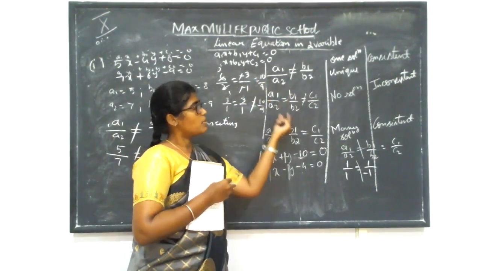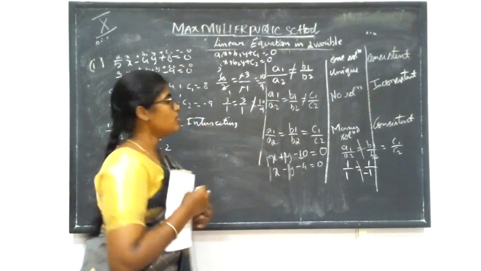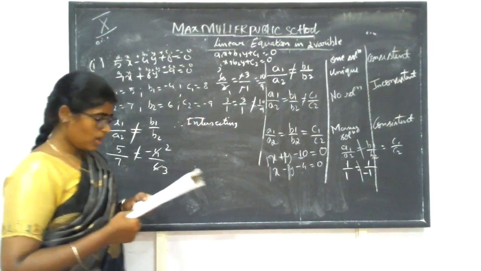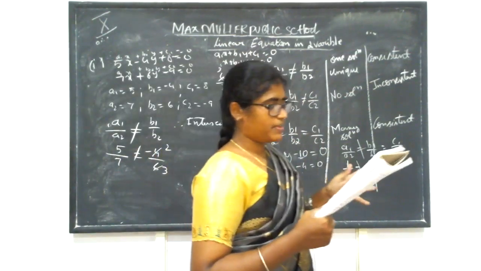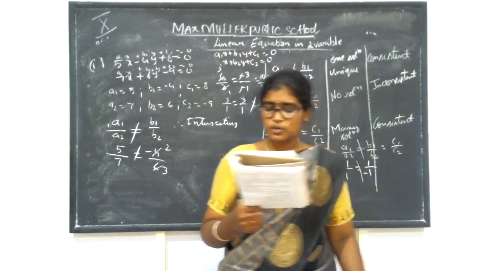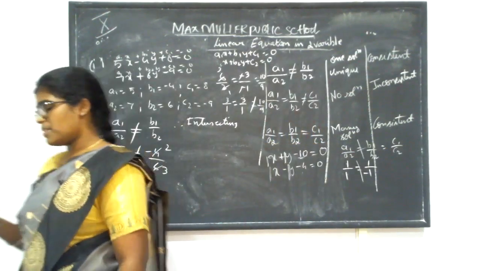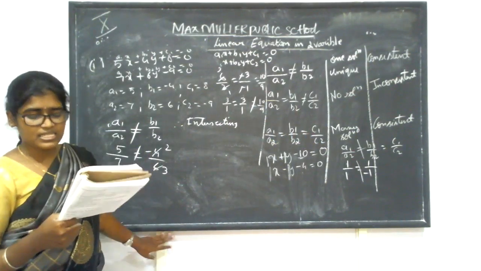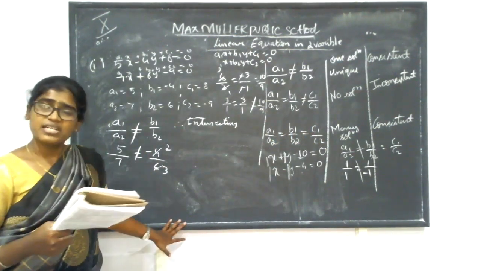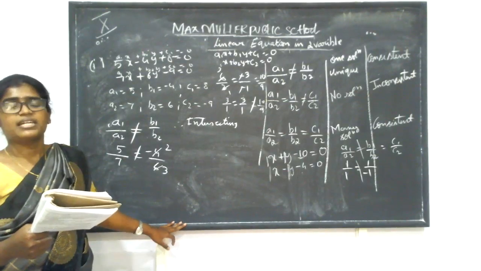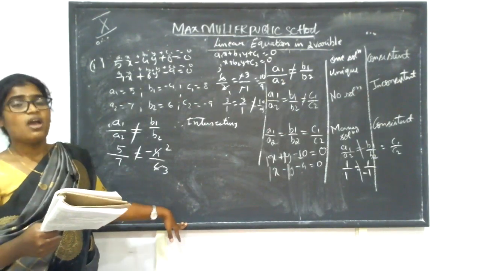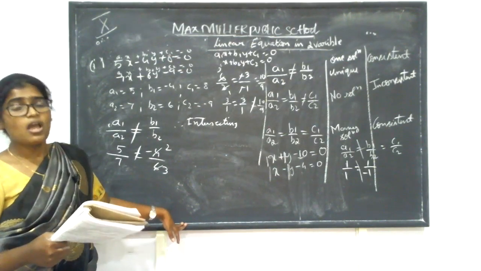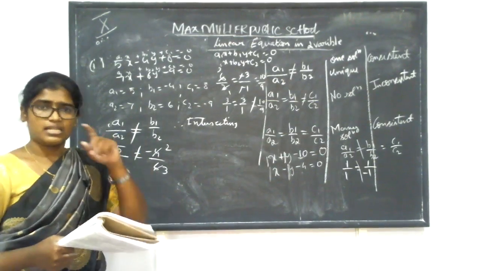A1 by A2 is equal to B1 by B2, which is not equal to C1 by C2. Clear? Then the third one is also the same, children. You are going to find out A1 by A2, B1 by B2 and C1 by C2 and check whether the following pair are consistent or inconsistent. When is it consistent? When it is intersecting and parallel, it is consistent. When it is intersecting and coincident, it is consistent. When it is parallel, it is inconsistent.